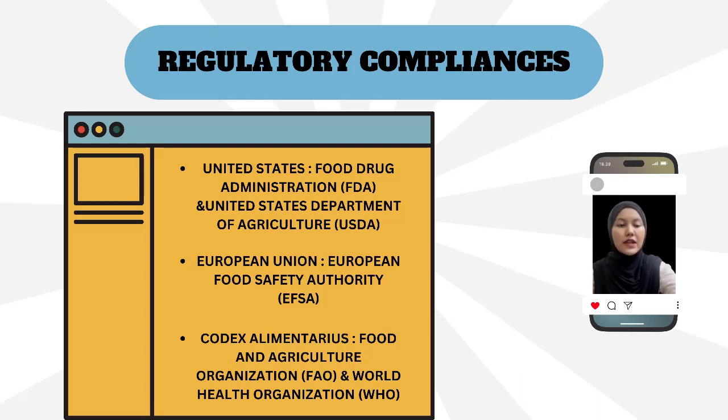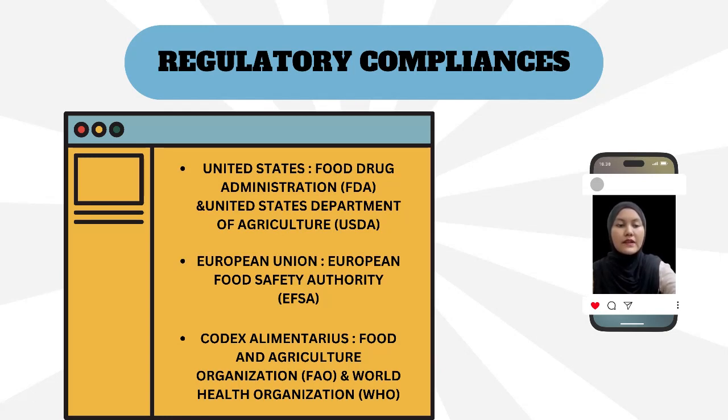Number 2. European Union. In the European Union, the use of preservatives in meat products is regulated by the European Food Safety Authority (EFSA) and the European Commission. The EFSA evaluates the safety of food additives, including preservatives, and provides scientific advice to the European Commission. The European Commission then establishes regulations and maximum permitted levels for preservatives in meat products.